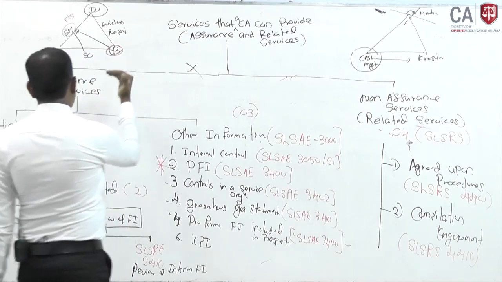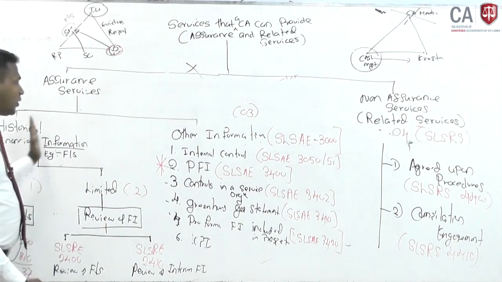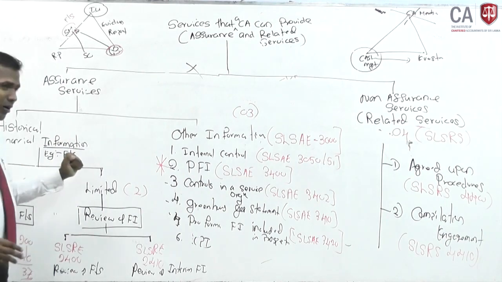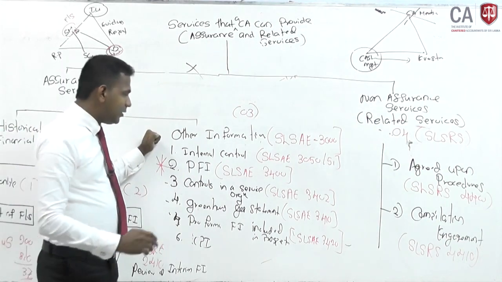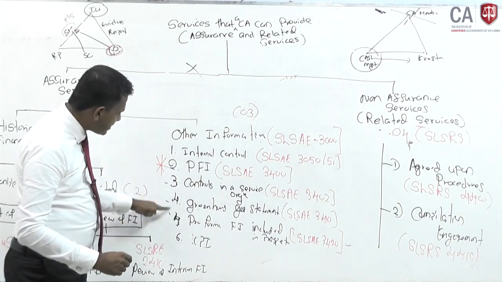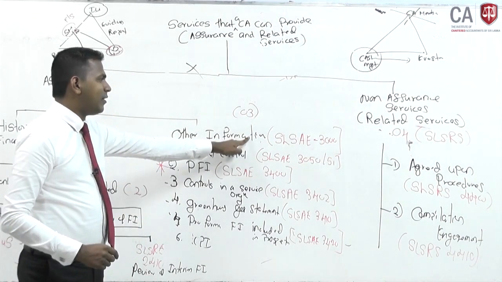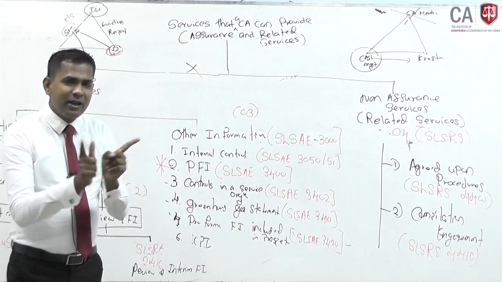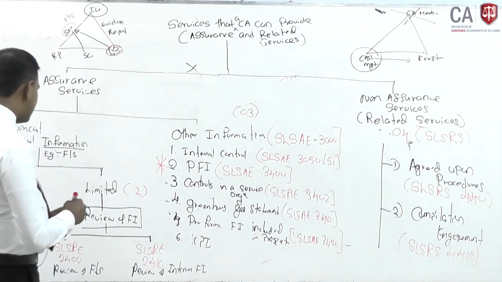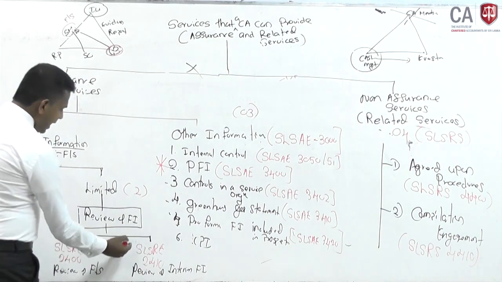Then assurance services, then you have to see whether this is historical or other information. If it is historical, you have to see the review or audit. And for other information, you have to carefully see whether this can be specifically addressed in the standard, or if not, apply the standard of 3000, which is limited or reasonable. These are the highly examinable ones. So these are highly examinable.